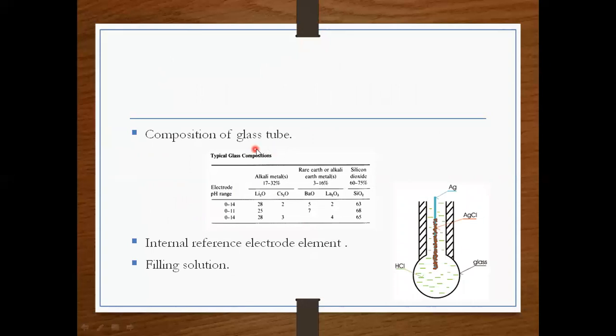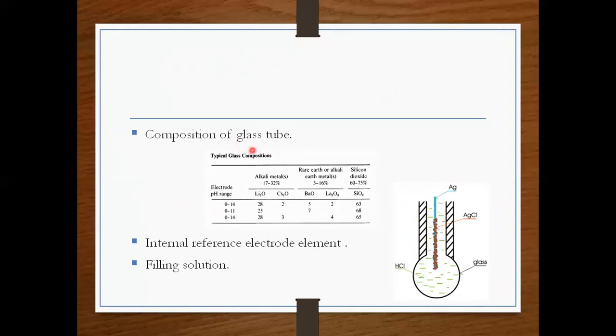First of all, the glass tube. A typical glass electrode consists of a glass tube which has two functions. The first one is as an insulator, and the second is that it acts as a container of the internal solution in which the internal reference electrode is immersed.